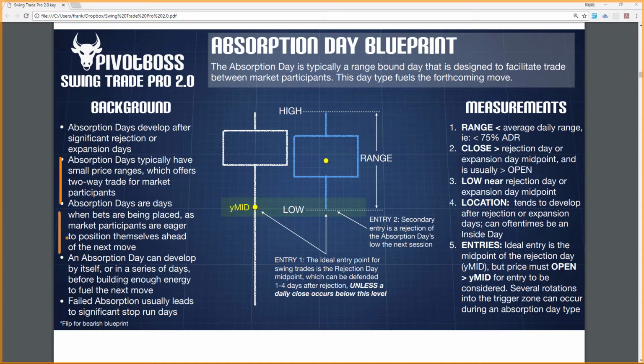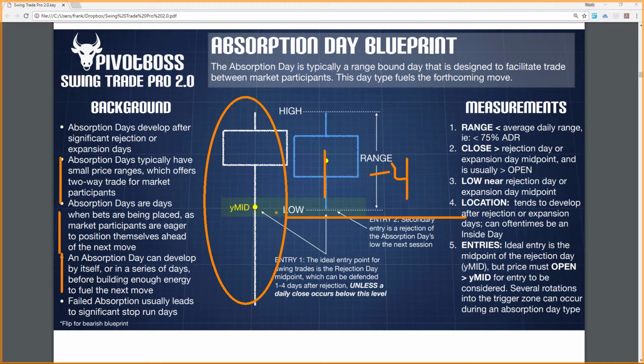Absorption days are days when bets are being placed, as market participants are eager to position themselves ahead of the next move. An absorption day can develop by itself or in a series of days before building enough energy to fuel the next move. Again, it can be 1 to 4 days out, safely 1 to 4 days. It can be longer than that, but when you're talking about swing trading and a major rejection day, 1 to 4 days is about what you need, because on day 4, if it's not going by day 4, it's probably not going to go.